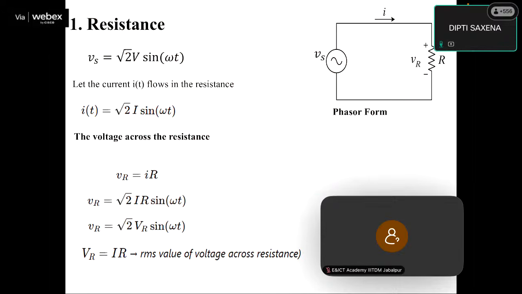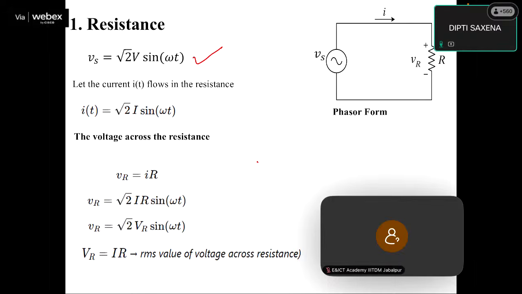So starting with a very basic circuit, the resistive circuit. Now let us consider a single resistance and a sinusoidal voltage source Vs applied across the resistance. In instantaneous terms, I can write the equation of the voltage as Vs is equal to root 2 V sine omega t. Since the driving force is sinusoidal, current will flow through it, and let the current be root 2 I sine omega t.